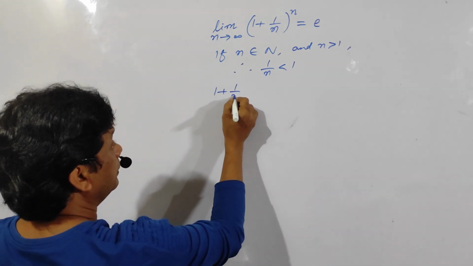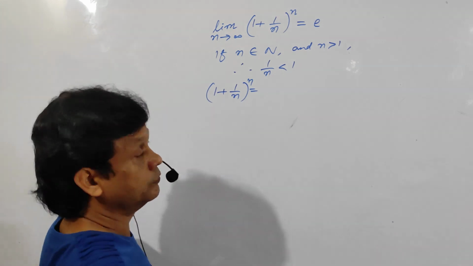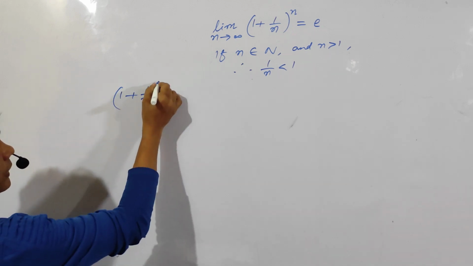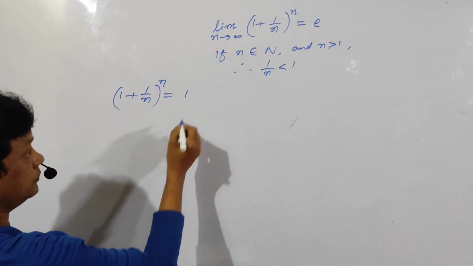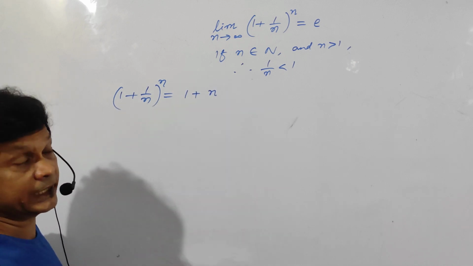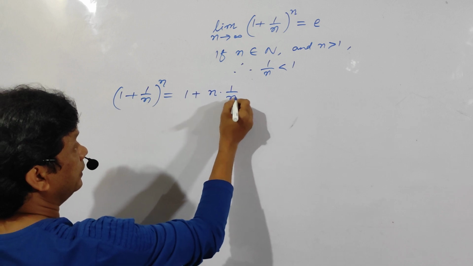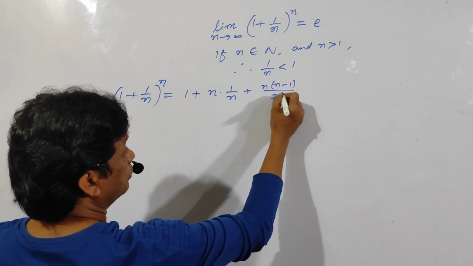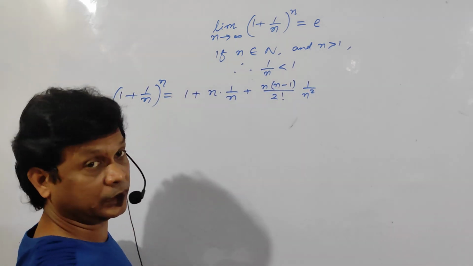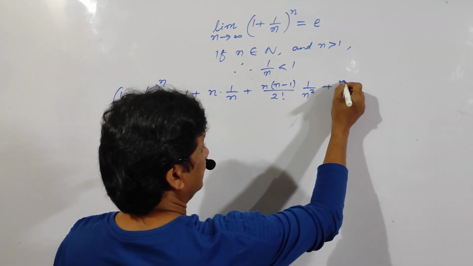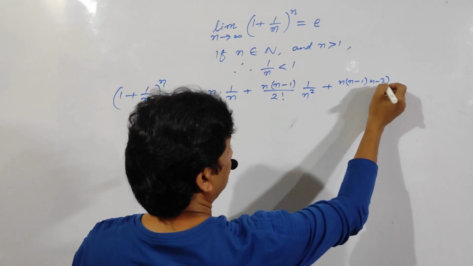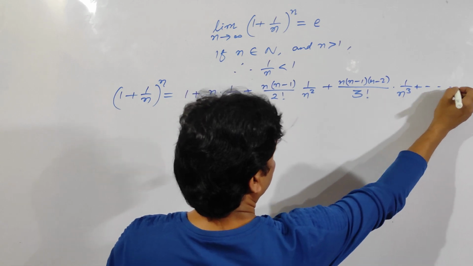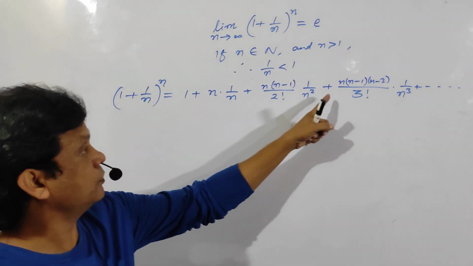So, (1 plus 1 by n) to the power n. Simply apply the binomial theorem. I am writing from here. (1 plus 1 by n) to the power n can be written as 1 plus nC1, that is n, into 1 by n, plus nC2, n into n minus 1 by factorial 2, into 1 by n square. Clear? Simply I am applying the binomial theorem, nothing else. Plus n into n minus 1 into n minus 2 by factorial 3 into 1 by n cube, plus so on. This is nC1, this is nC2, this is nC3.